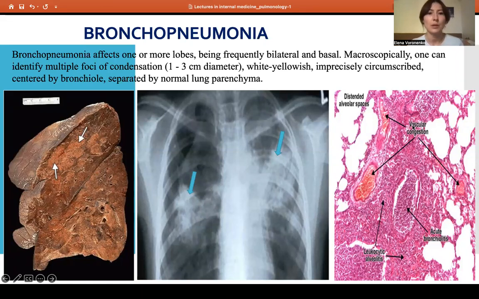Bronchopneumonia affects one or more lobes, being frequently bilateral and basal. Microscopically, one can identify multiple foci of condensation, white, yellowish, imprecisely circumscribed, centered on a bronchiole, separated by normal lung parenchyma.